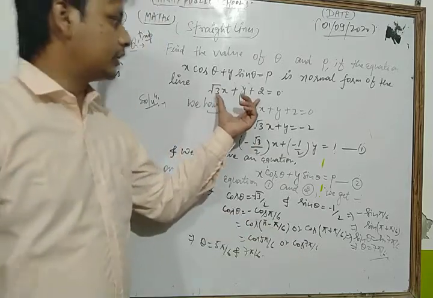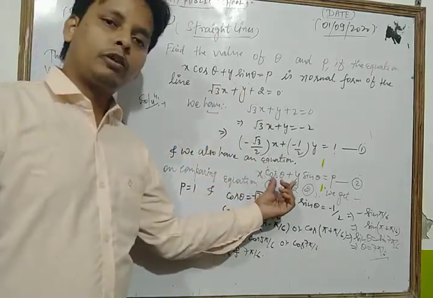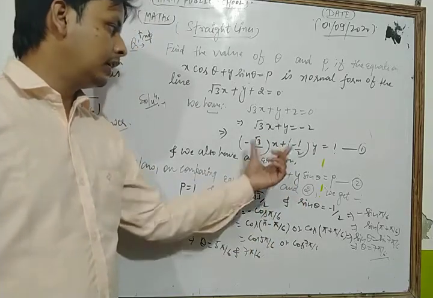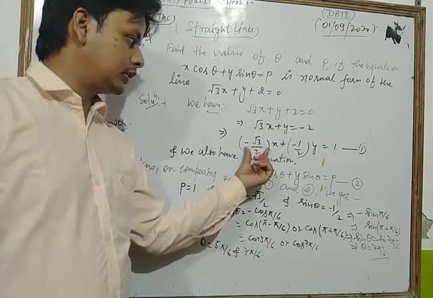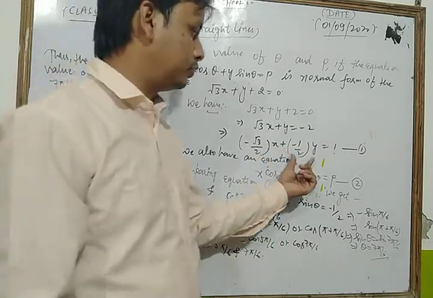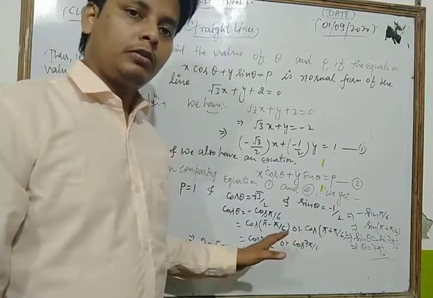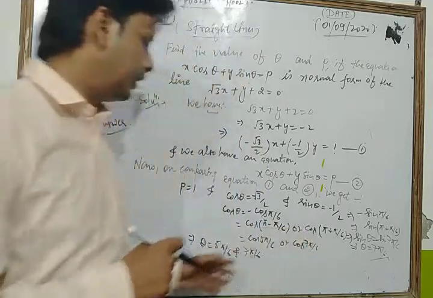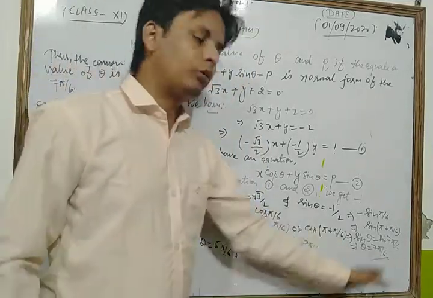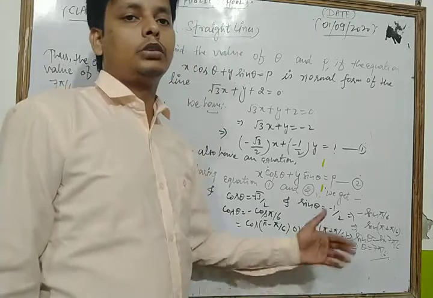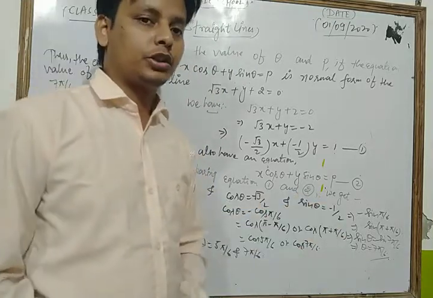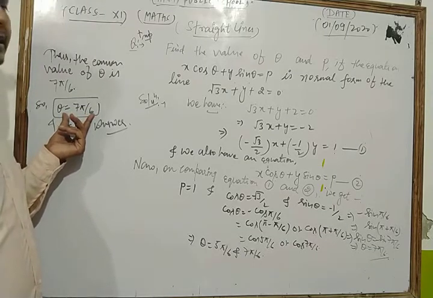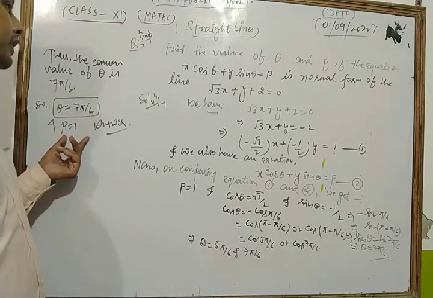First we convert the given equation in the general form of that equation. After that we compare both the equations, we get the value of p as 1 and the value of cos theta is equal to minus root 3 by 2 and sin theta is equal to minus 1 by 2. Now by both the equations we find all the possible values of theta, and after that we take the common value of theta which satisfies both the equations. So in this way we get our common value theta is 7 pi by 6. So this is our required answer, theta is 7 pi by 6 and the value of p is 1.